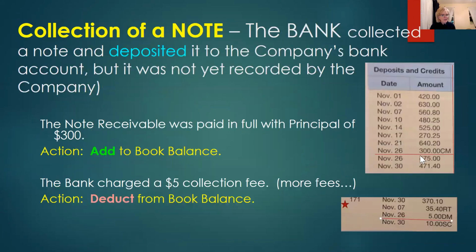Now we've got this CM. So the problem has to give you a little more information. You know you have to add it, but you have no idea what it's for. So the problem has to tell you. And so it says the bank collected a note and deposited it to the company's bank account, but it was not yet recorded by the company. So you're going to add the 300 to your book balance. Then it also says the bank charged a $5 collection fee. So we know if the bank charges a fee, it got deducted. So we're going to deduct that from the book balance. And we're going to call it collection of note. And here we're going to call this collection fee.